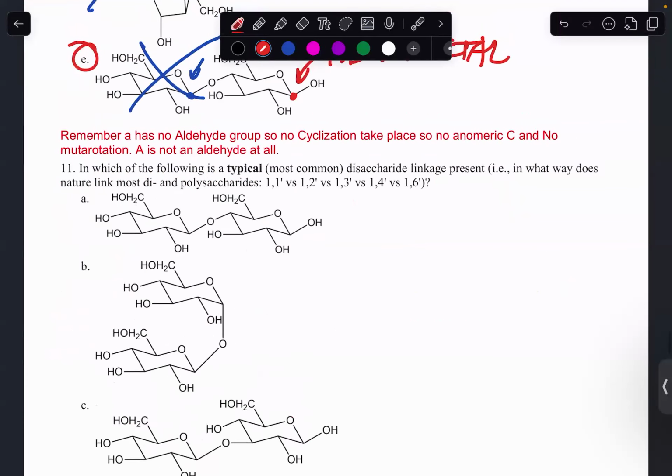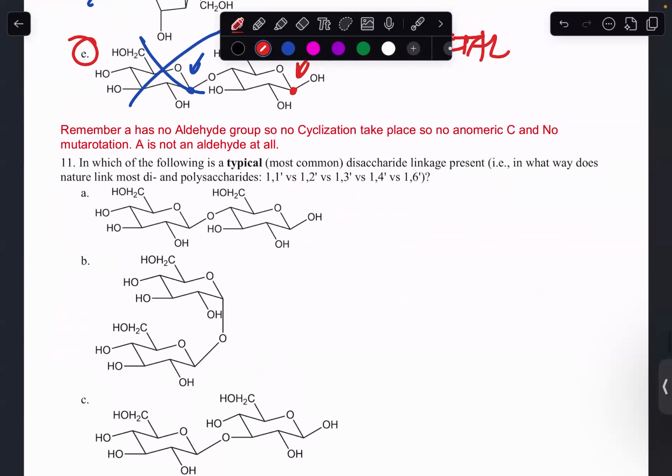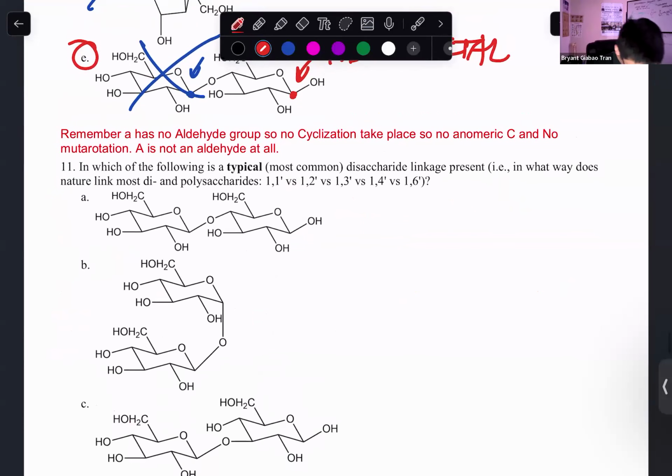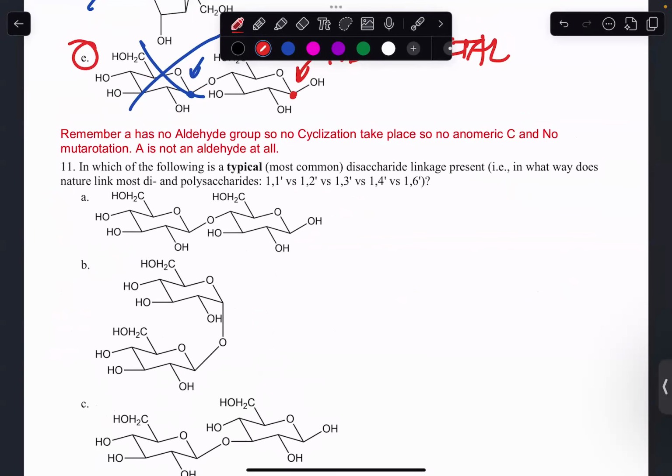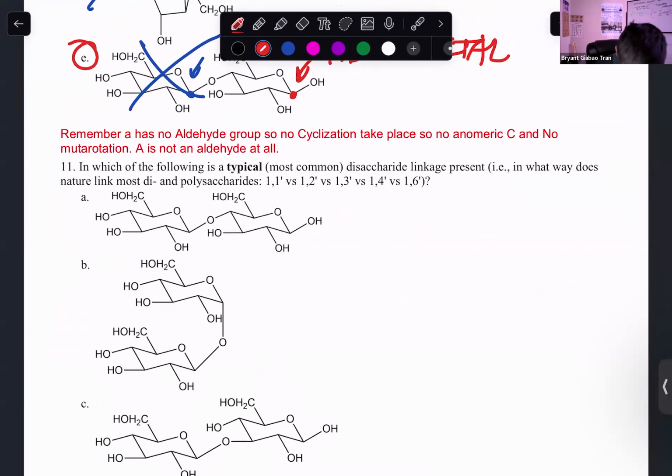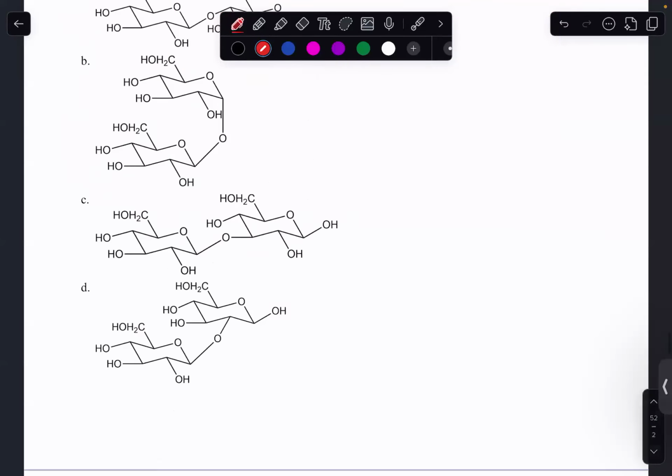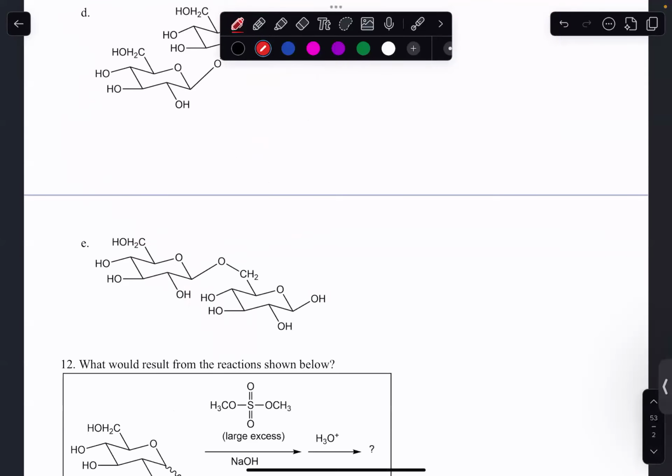Oh, I just had a question on the second photo that I sent you. Like how they got the 1,2 glycoside linkage. I didn't know how that carbon was number 2. Like this last question that you sent me, the most recent picture. Yeah. Okay, yeah. Thank you.